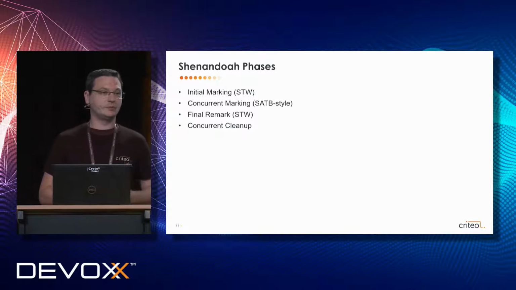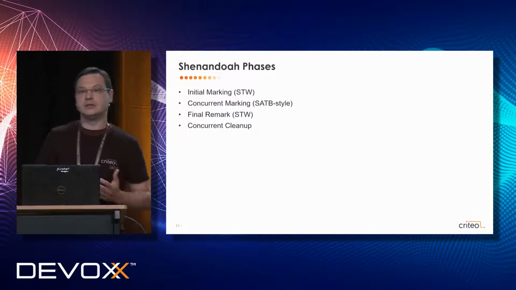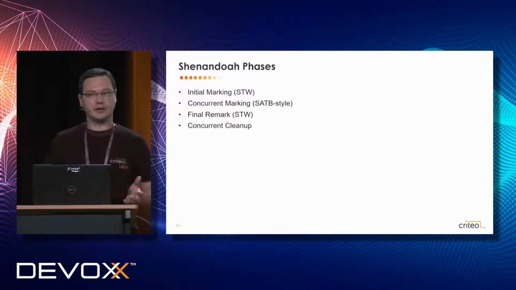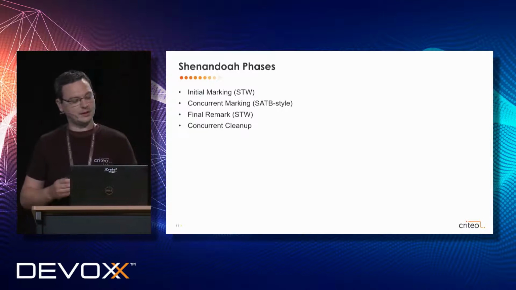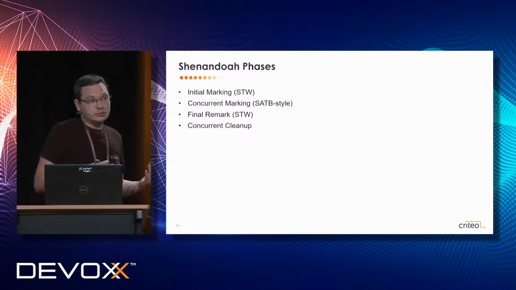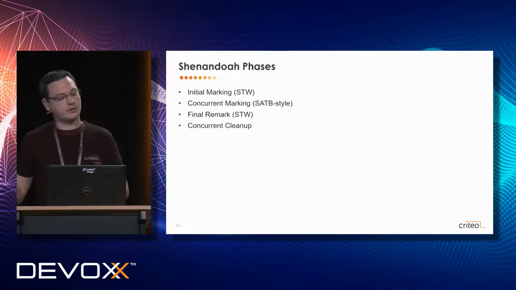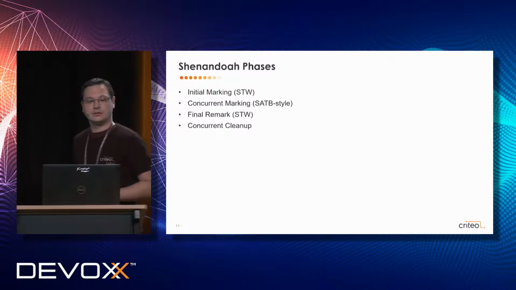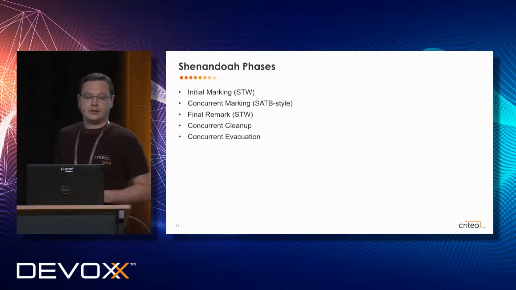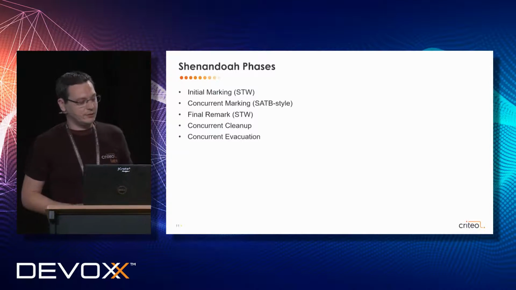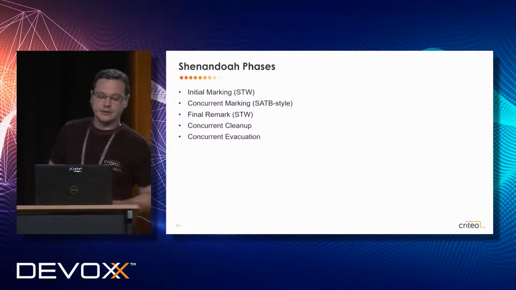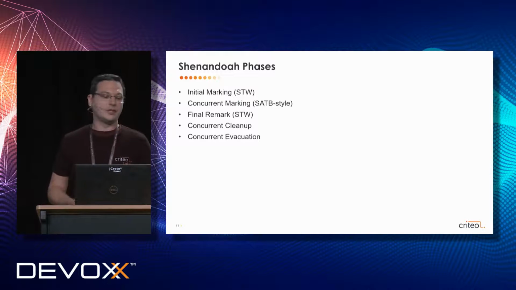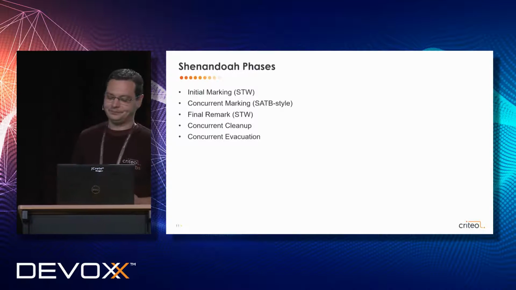Then we have the concurrent cleanup. So if a region is full of garbage, we can already clean up this region and reuse it for a new allocation. So at that moment, we don't have to move objects from a region to another. So we can already get those regions back for a new allocation. Then the concurrent evacuation, that's the hard part, to move objects from a region to another as your application is still accessing those objects.